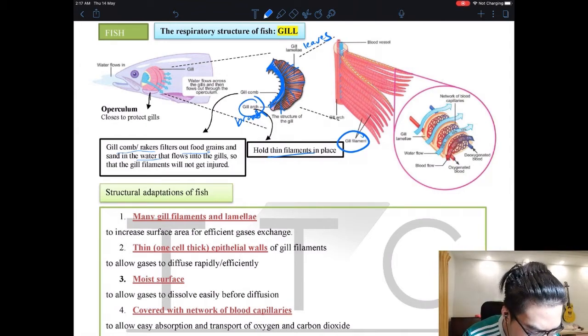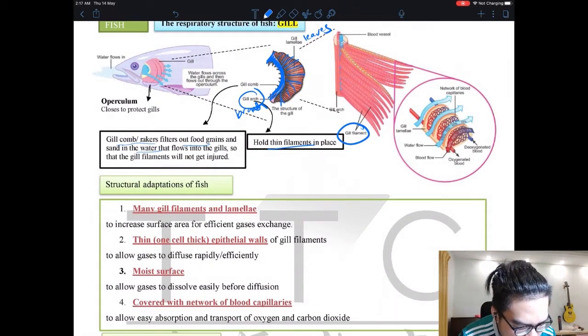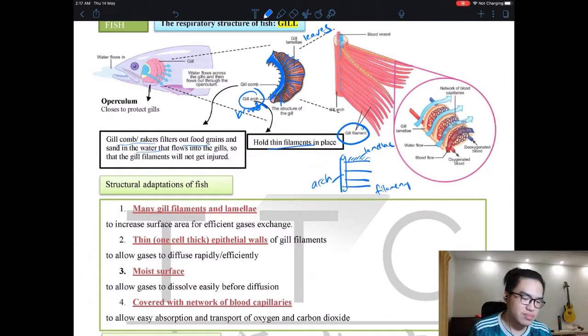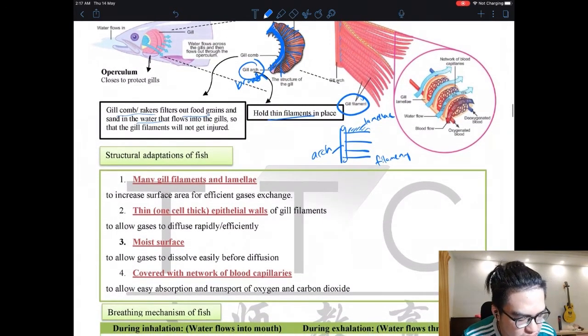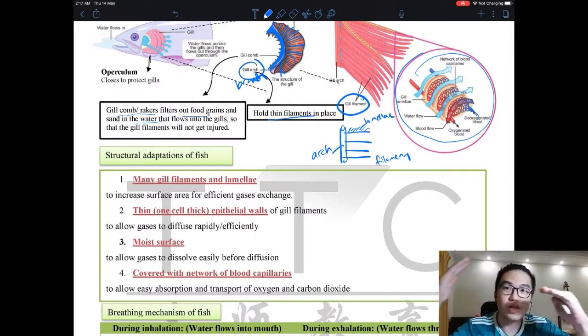So I'll draw it out. This is a bit confusing. You have the main branch. This is the gill arc, and then you have filament, and then you have lamella. So that way you can understand. All right, so it works this way. Can you see the circle here? The oxygenated blood will come here, and then it will cross with the water that flows through.